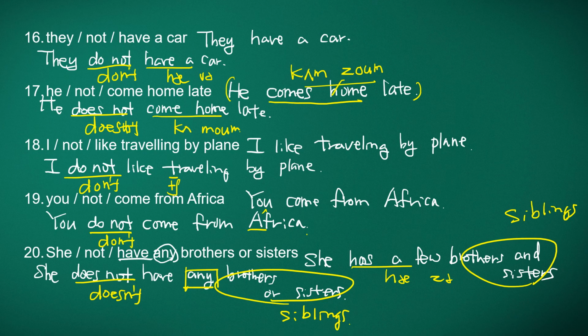Okay, I'm gonna read the sentences one more time. They don't have a car. He doesn't come home late. I don't like traveling by plane. You don't come from Africa. She doesn't have any brothers or sisters, or she doesn't have any siblings.